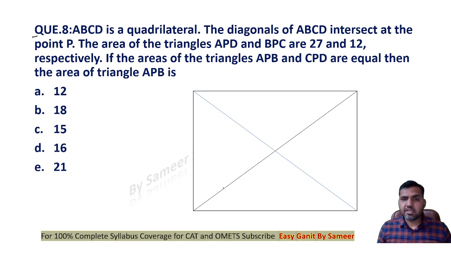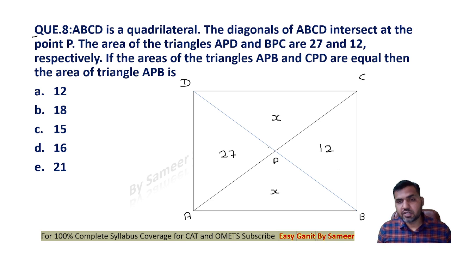ABCD is a quadrilateral, right? This is again a very simple question. ABCD is given to us as a quadrilateral. The diagonals of ABCD intersect at the point P. The area of triangle APD is 27 and area of the triangle BPC is 12. The areas of triangle APB and CPD are equal. That means if this area is X, this area is also X. We are supposed to find out the area of triangle APB.